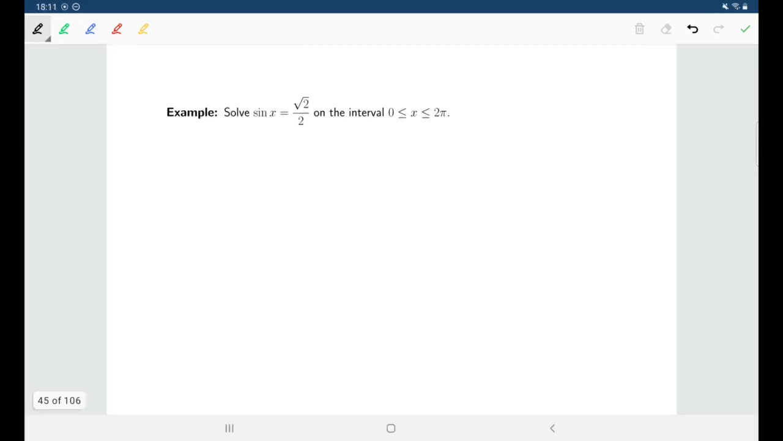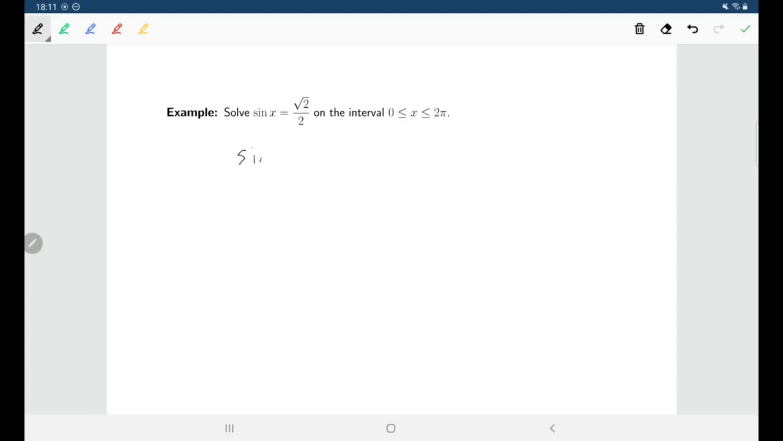So we'll start with the most straightforward one. We've got a trig function already isolated: sine x equals root 2 over 2, and we're solving in that interval from 0 to 2 pi. I definitely do know that this is in the range of sine x. The range is from -1 to 1, and that value is less than 1. So we are definitely in the range of sine x, so there will be a solution.